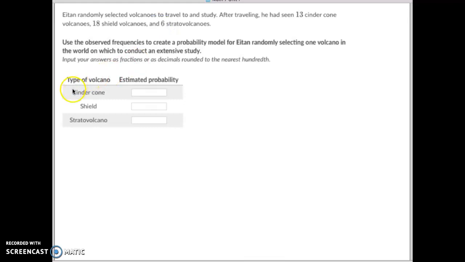For the cinder one, he went to 13 cinders out of the total of 37. So 13 divided by 37 is 0.35135 dot dot dot. We were told to round our answers to the nearest hundredth. Remember, hundredth is after the first two decimals. The digit right next to it tells the 0.35 to stay the same. So this one is simply 0.35.